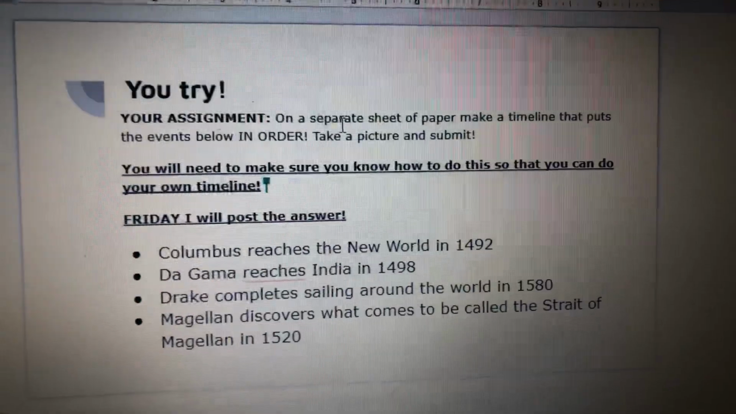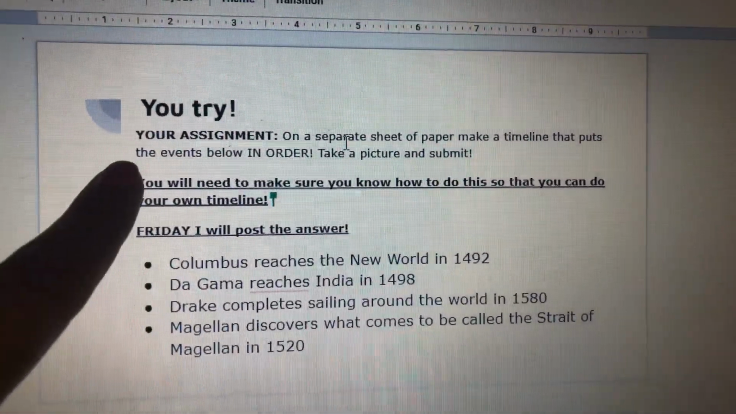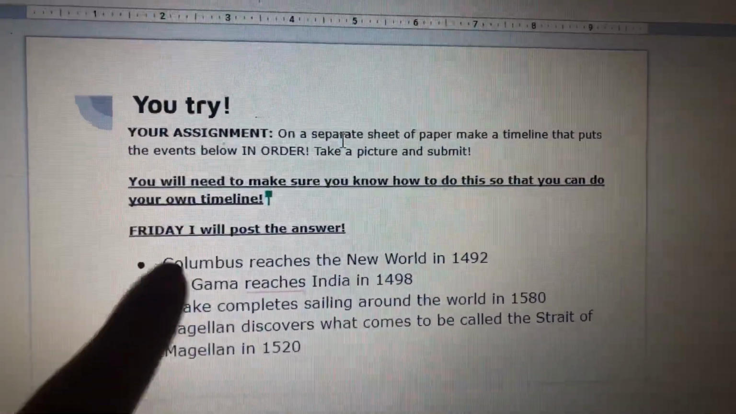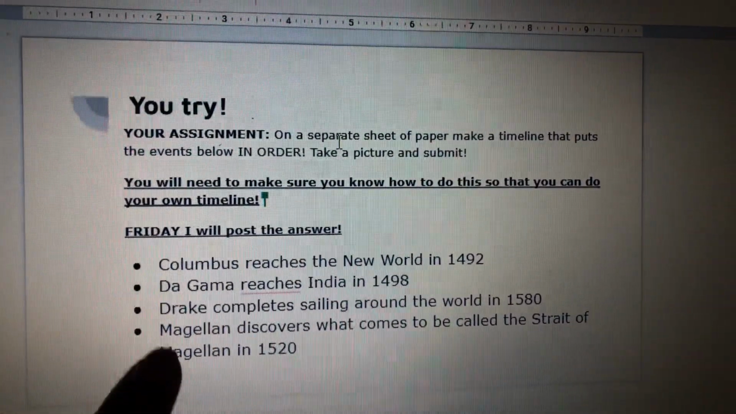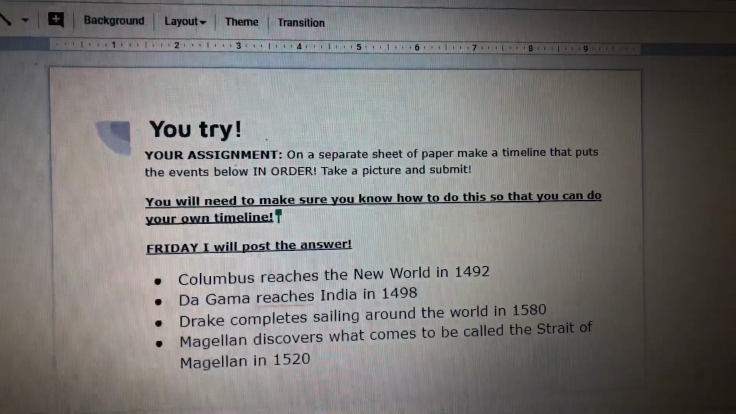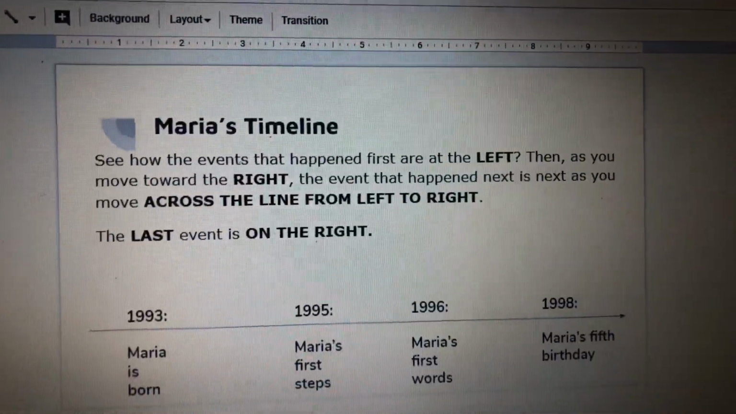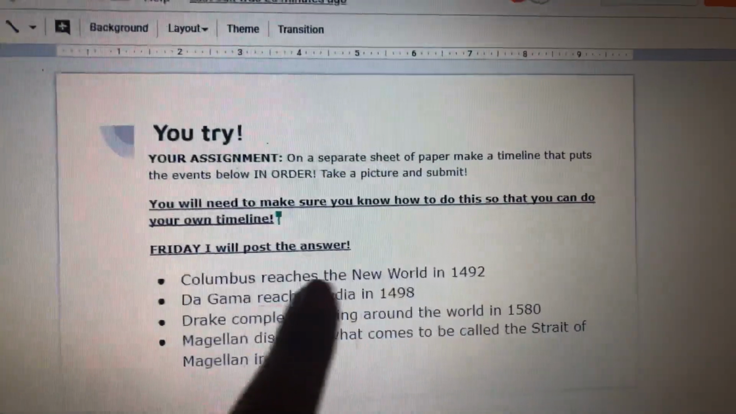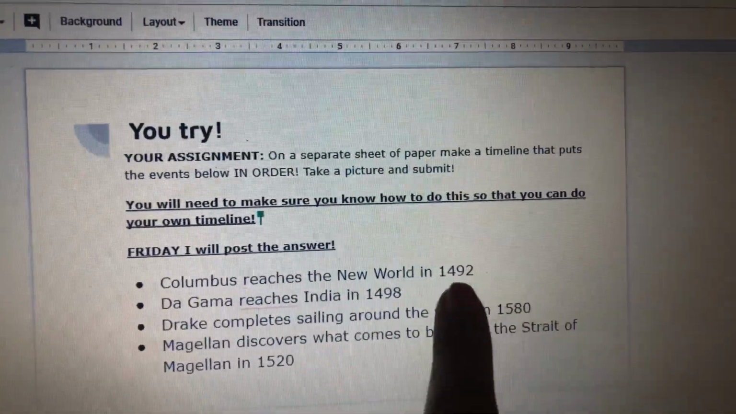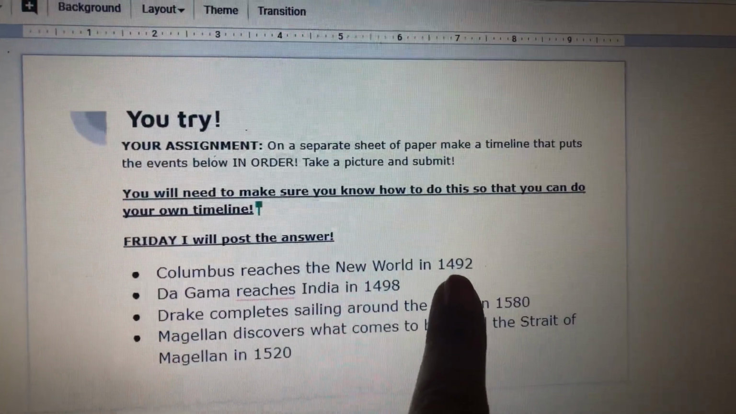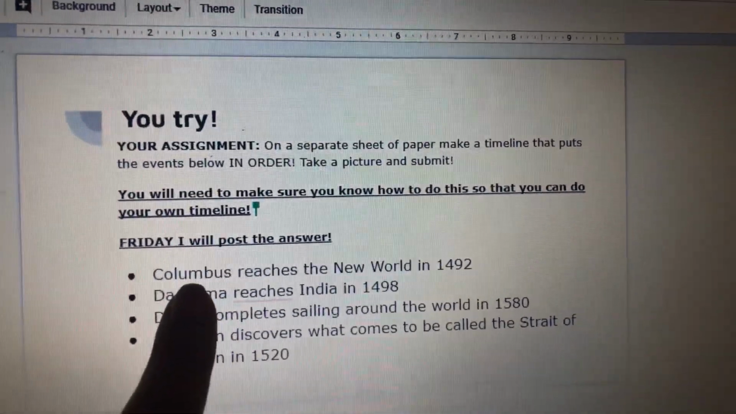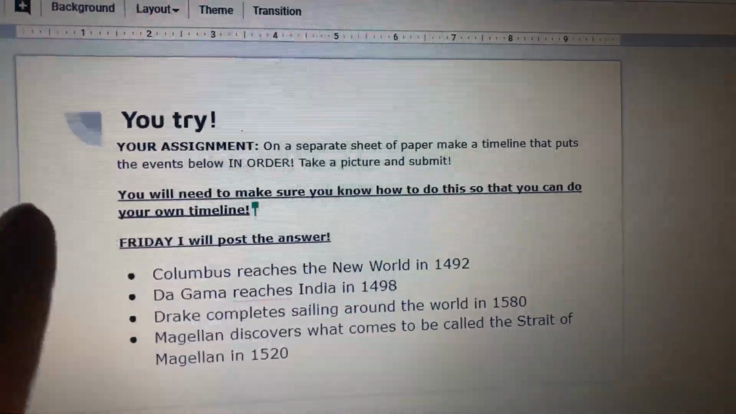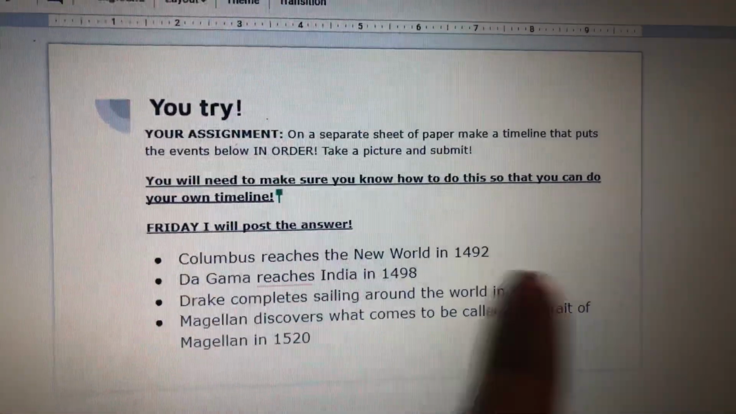In response to this assignment, you need to, on a separate sheet of paper, make a timeline that puts these 4 events in order, just like Maria's timeline right here on slide 4. You're going to do your own using the years that I gave you and the information. Remember, you always have to have the year or the date, time, etc. that it took place, and then you have to have the information on what took place at that time. Make sure that you make your own timeline. You're just making a straight line timeline.